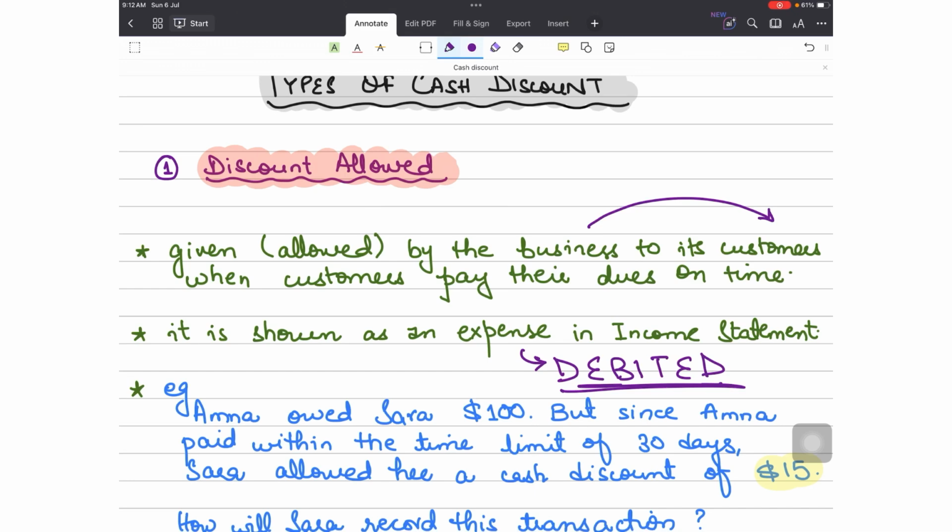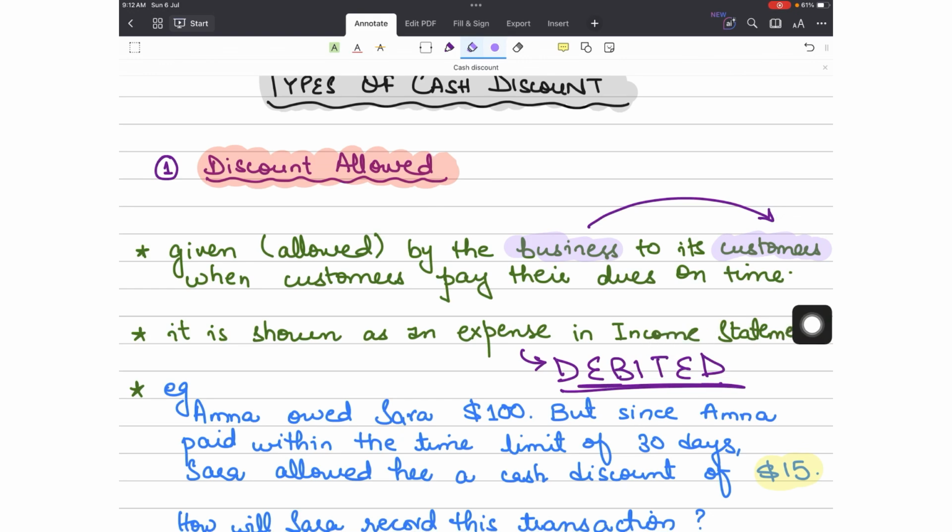First is we have discount allowed. Now discount allowed is given or offered by the business to its customers, right? For instance, I have a business. If I want the customers to pay on time, to encourage early payment, I can offer them the cash discount, and the discount that I will be offering to my customers will be discount allowed. That will be called discount allowed, so that they clear their dues on time.